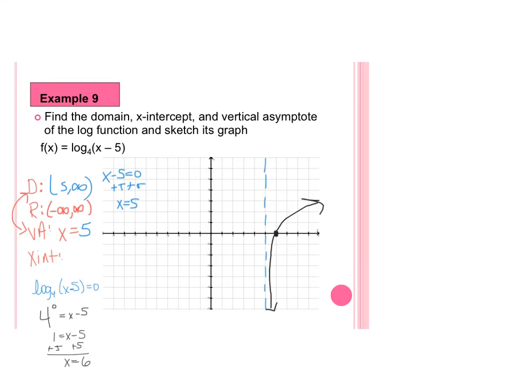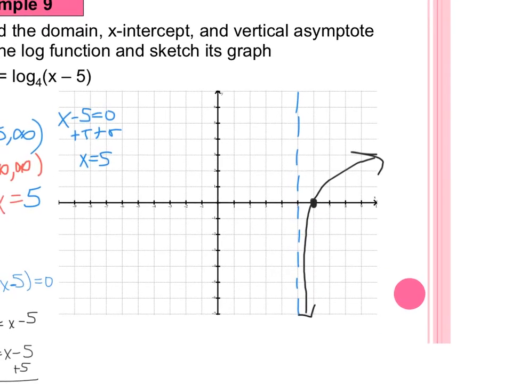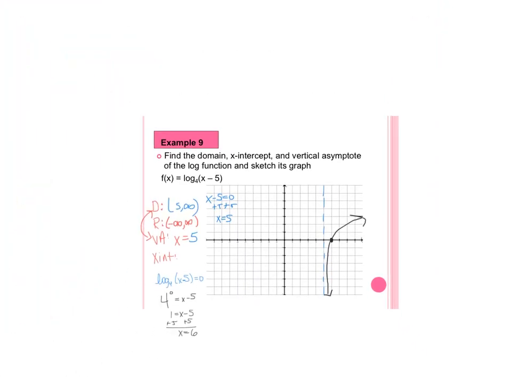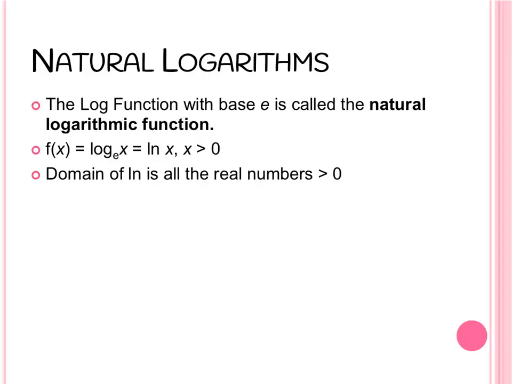Look at your domain. What did Mia tell us our domain was? Negative infinity... No, our domain. 5 to infinity. Is that what our graph is showing? Yes. Okay, good.